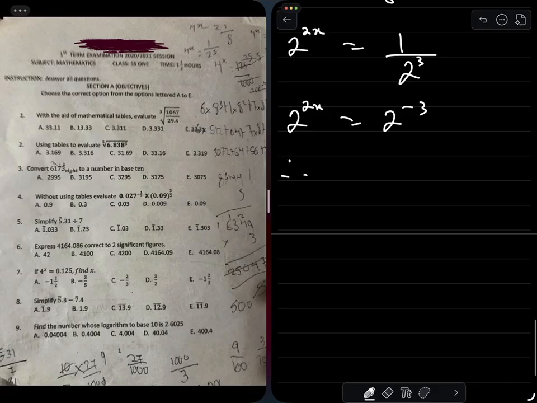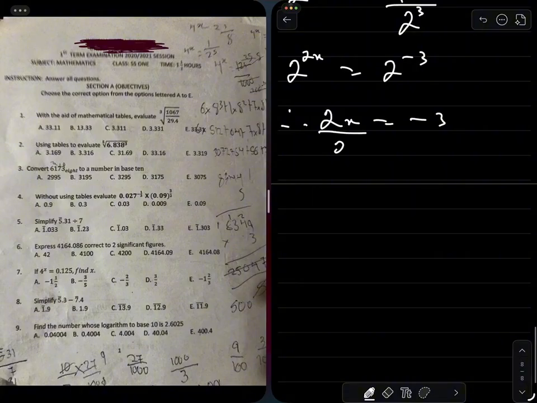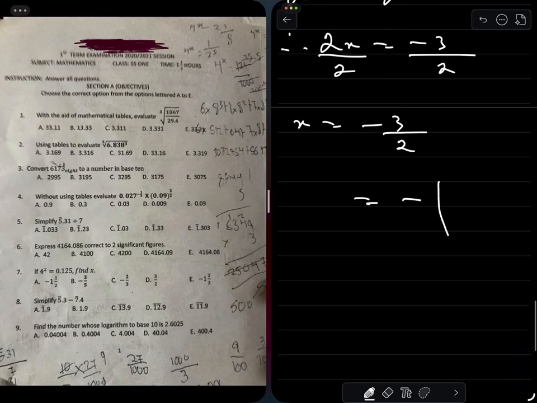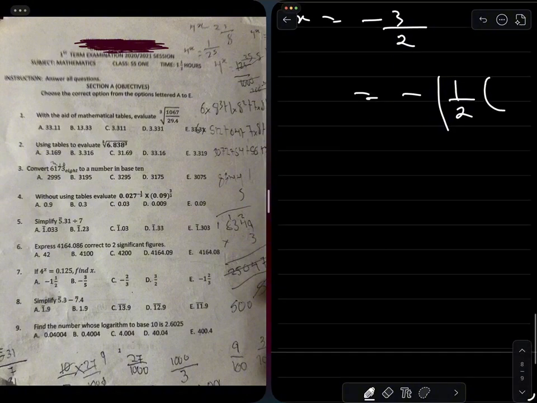That therefore means that 2x equals minus 3. And we divide through by 2 to get x, which means x equals minus 3 over 2. So what's the option? Oh, they wrote it that way. Minus 1 and 1 over 2. What's the option that matches that? A. We go to the next. No, that's 3 over 2. It's supposed to be minus 3 over 2. Okay, so A is the answer.